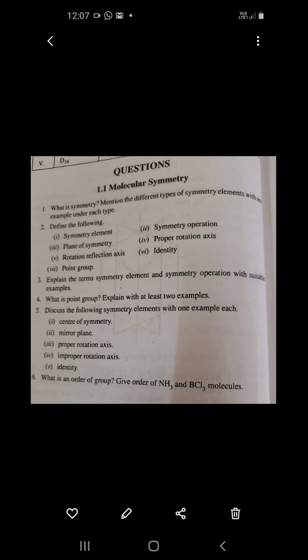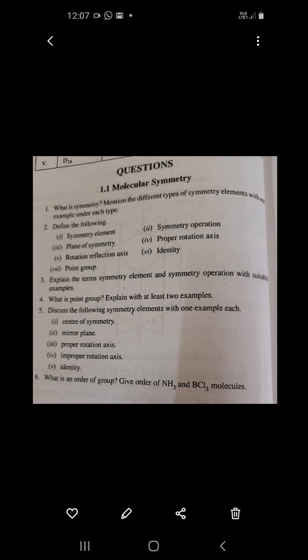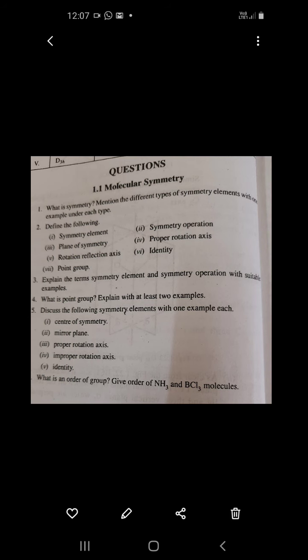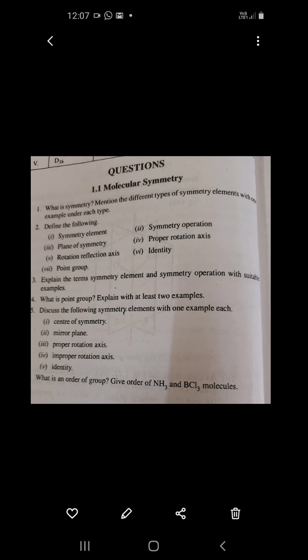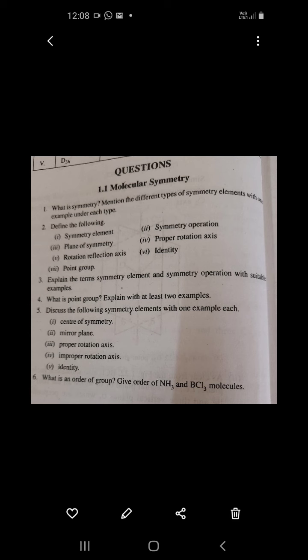We also saw another important question, that is, what is an order of group? Give order of ammonia and BCl3 molecule. Sometimes there are examples like ammonia and BCl3, where ammonia has a C3V point group and BCl3 has a D3H point group. For understanding both point groups you require examples with proper explanation, so you have to answer accordingly.